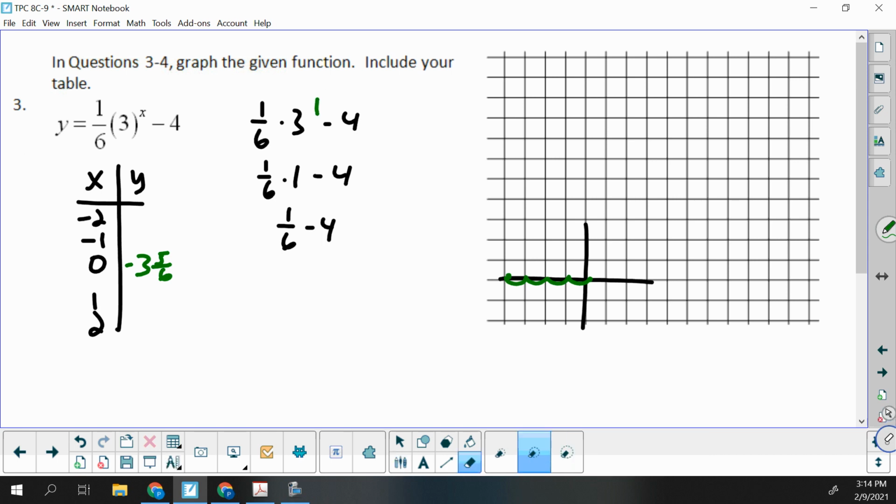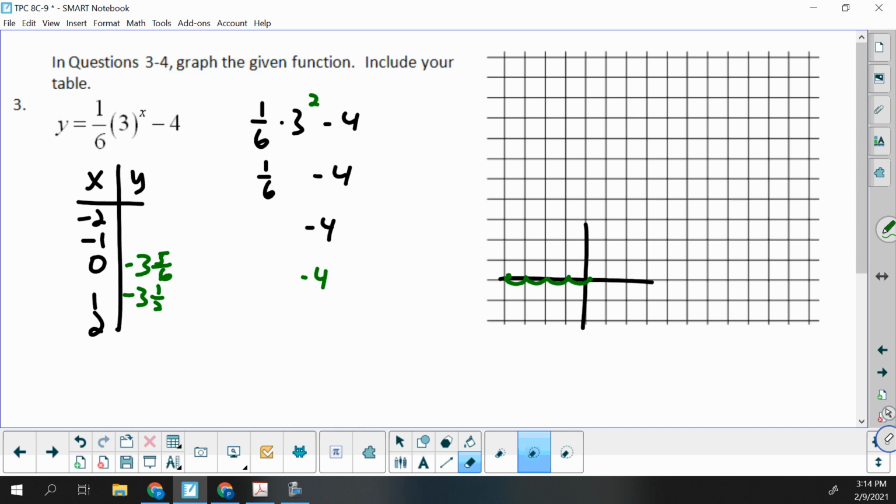If we switch and try 1 now, this would be 3. 3 over 1 times 1 over 6 would give us 3/6, which is 1/2, minus 4. Well, similar idea: if we're at a half and go 4 to the left, we'll have minus 3 1/2. And the only reason that fraction's the same is it's a half's opposite. It also just happens to be a half.